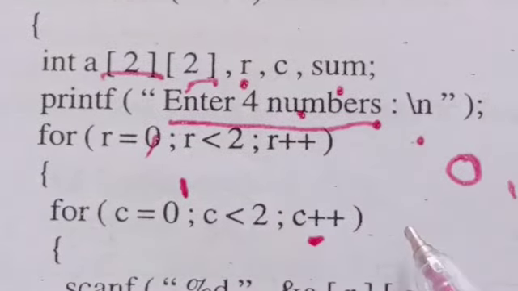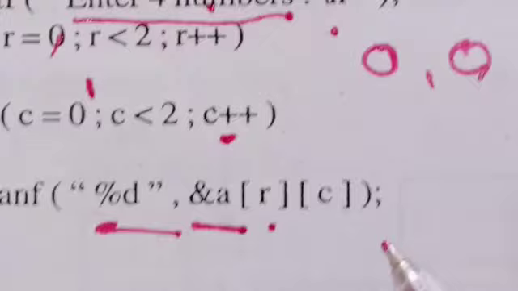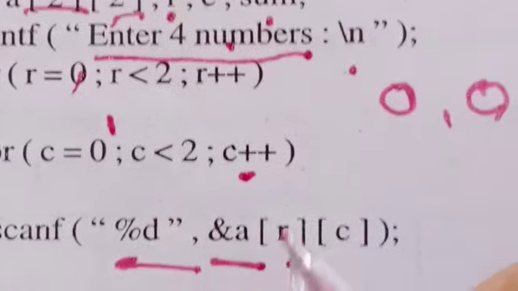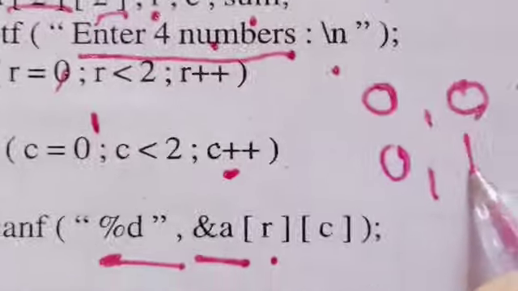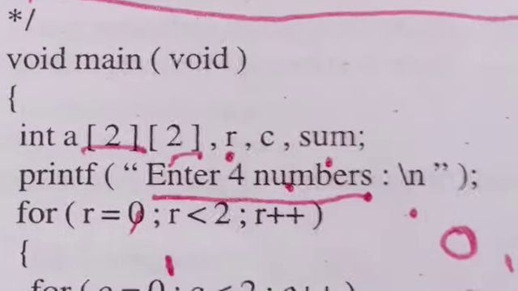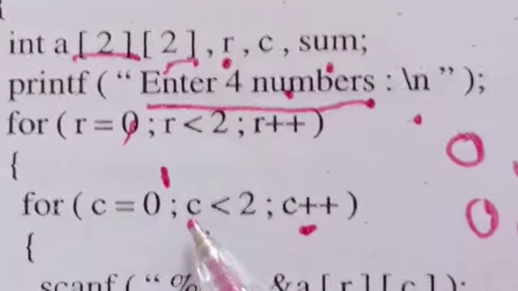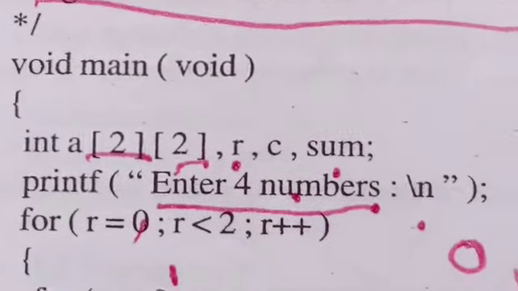1 less than 2, the condition is true. It will ask for the next number, %d, for this time A of 0 1. Suppose you enter 2 over here. Again c++, c's value becomes 2 now. 2 less than 2, the condition is false. The control will go to the outer loop.